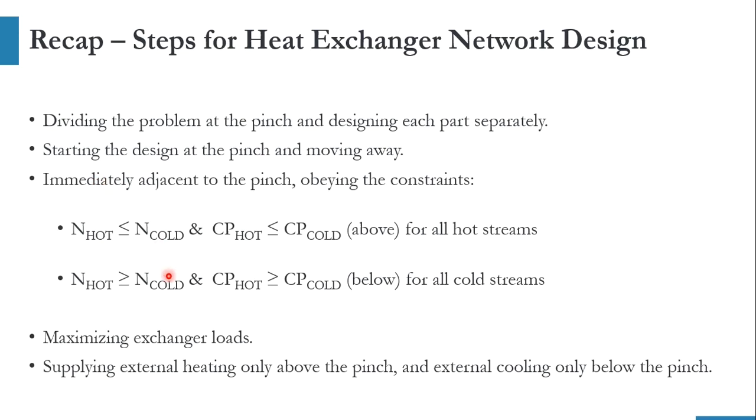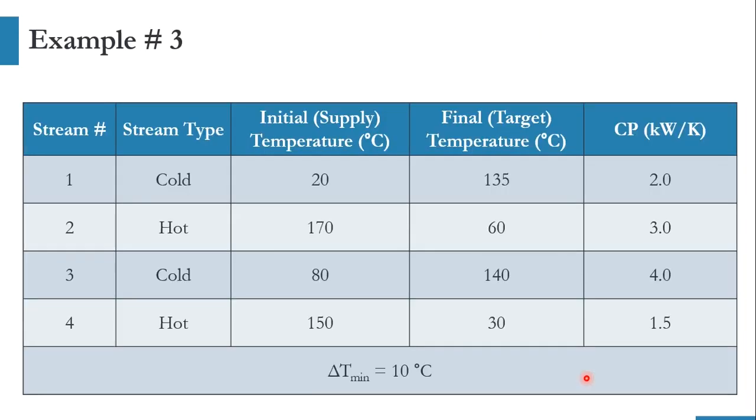And these were the design steps, that first we need to divide the problem at pinch. We have to divide the whole system into above pinch and below pinch. Then we have to start design. We have to make sure that these conditions are met, and then we have to make sure that there is maximum heat recovery between process to process, and apply the unavoidable or minimum possible external heating and cooling utility, heating above pinch and cooling below pinch.